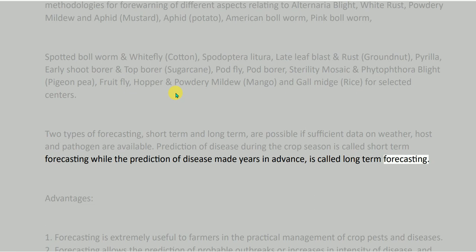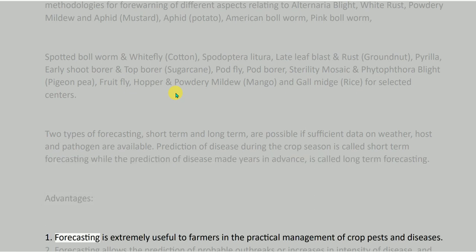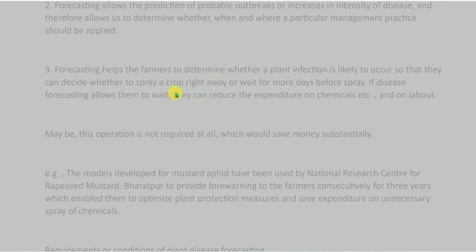Advantages. 1. Forecasting is extremely useful to farmers in the practical management of crop pests and diseases. 2. Forecasting allows the prediction of probable outbreaks or increases in intensity of disease, and therefore allows us to determine whether, when and where a particular management practice should be applied. 3.